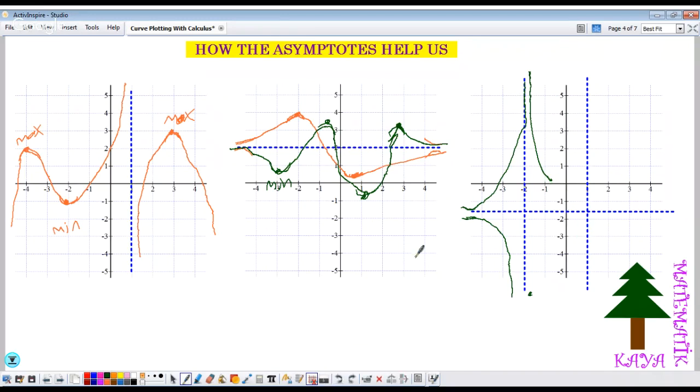But if you found a minimum point, it will be decreasing before the minimum point, and it should change to increasing afterwards.